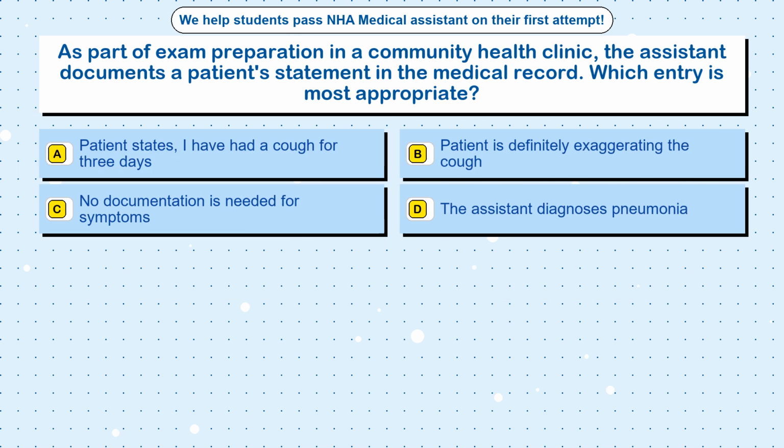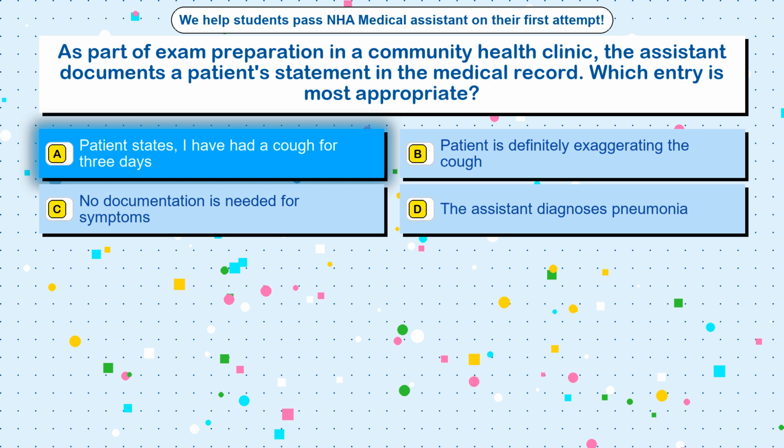Question 80. As part of exam preparation in a community health clinic, the assistant documents a patient's statement in the medical record. Which entry is most appropriate? Option A. Patient states, "I have had a cough for 3 days." Option B. Patient is definitely exaggerating the cough. Option C. No documentation is needed for symptoms. Option D. The assistant diagnoses pneumonia.